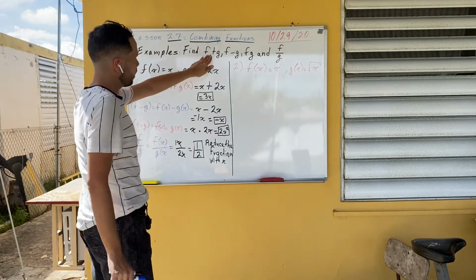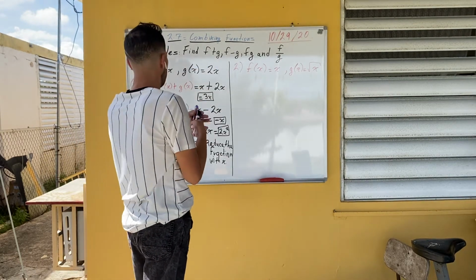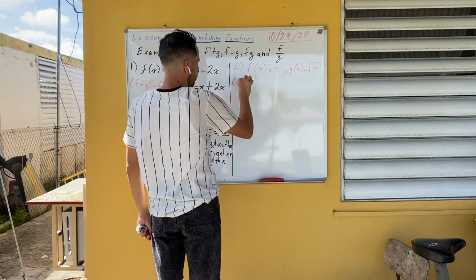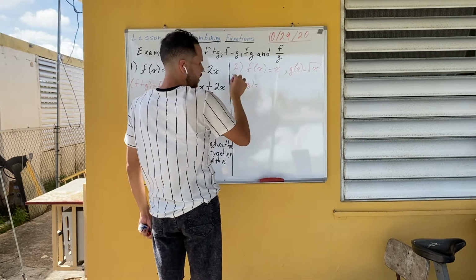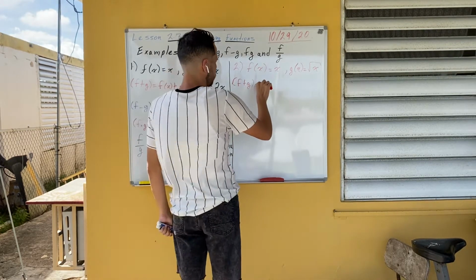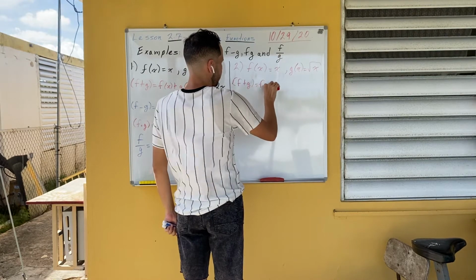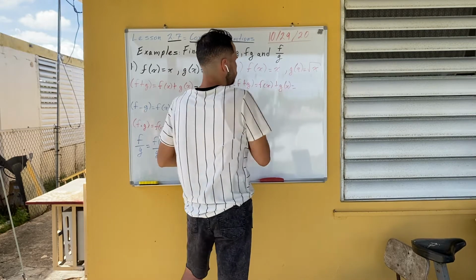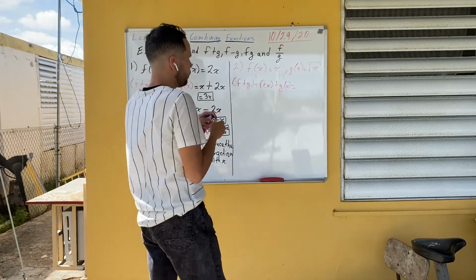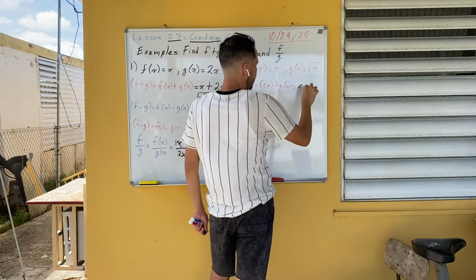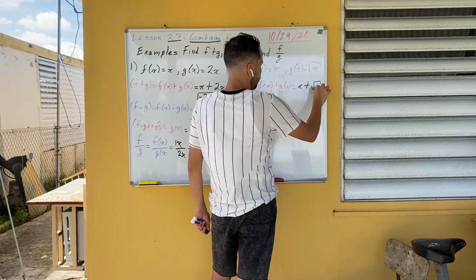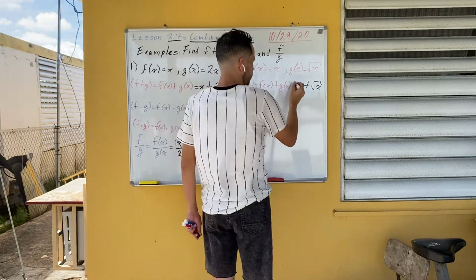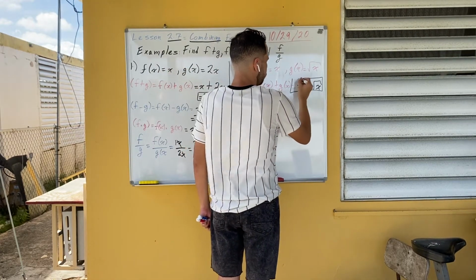We're going to start with f plus g. So f plus g is equal to the addition of f of x plus g of x. We're going to substitute, so it's going to be x plus the square root of x. We can do nothing there, so the answer is x plus the square root of x.